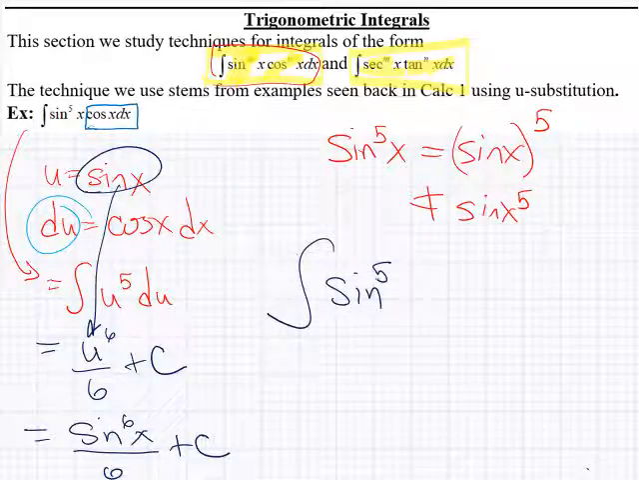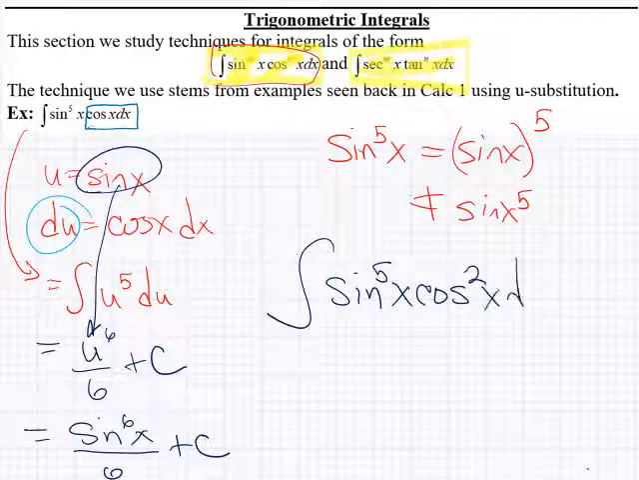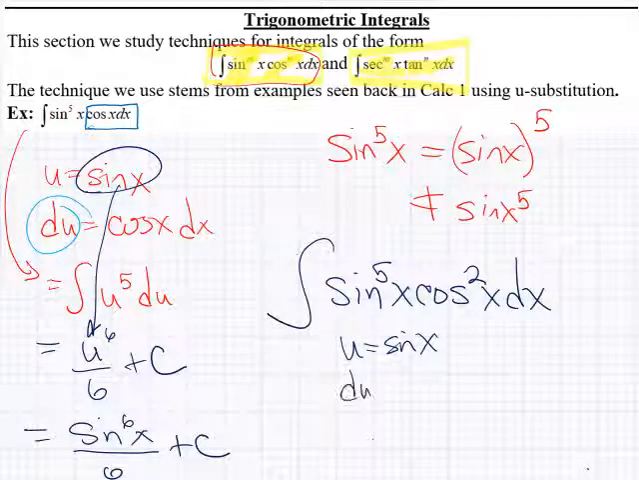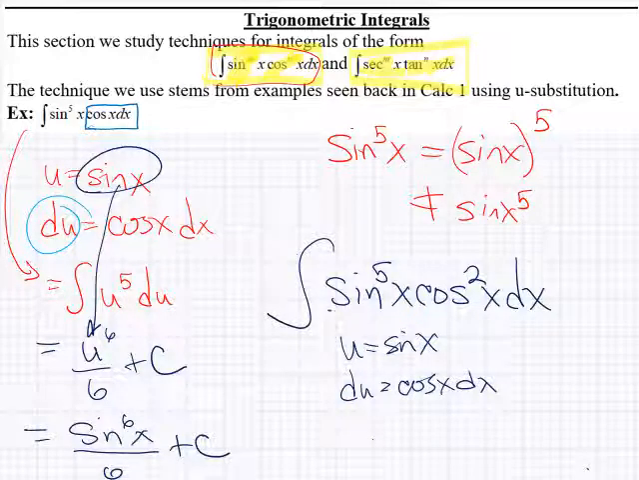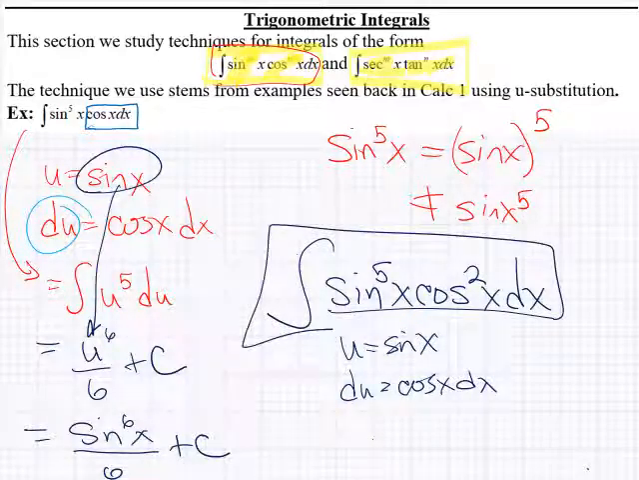Sine to the fifth x times cosine to the second x dx. Now we have a problem. And the problem that we have here is that cosine is to the second power. And if I let u equal sine x, and my du is cosine x dx, that's not going to work out with this integral. So how am I going to make that work?